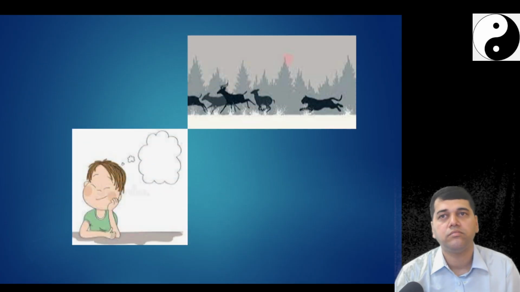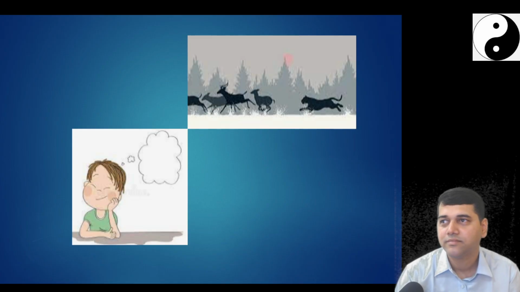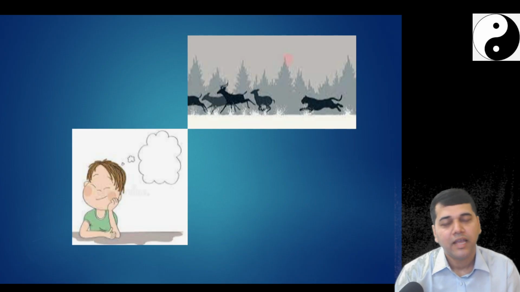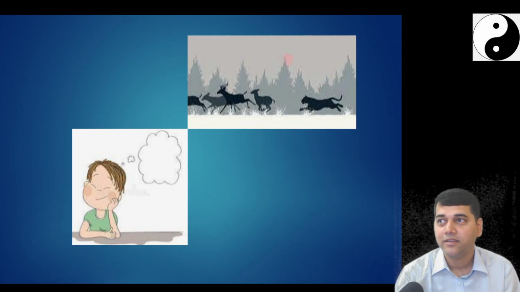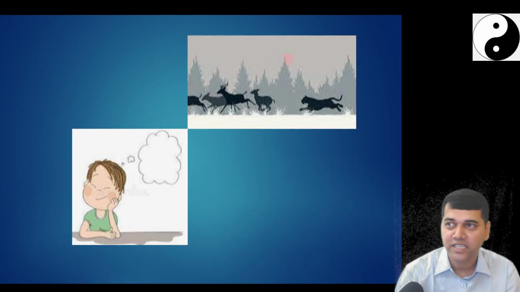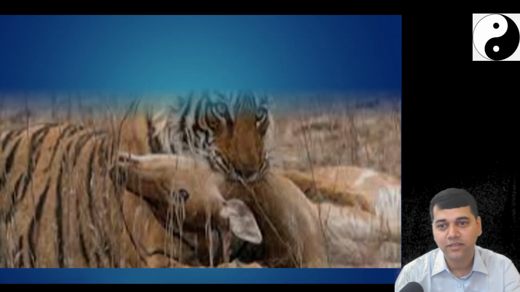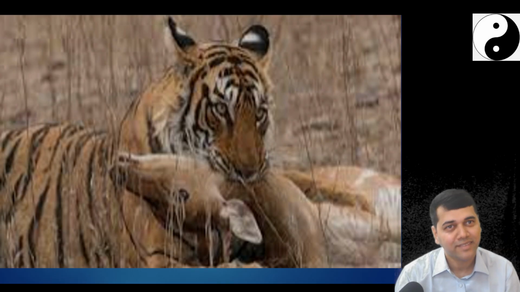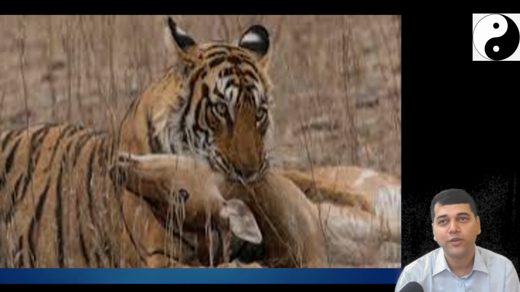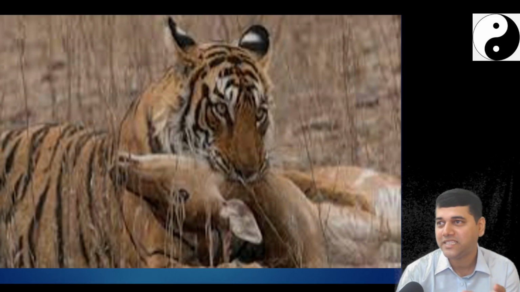Imagine now, one tiger is chasing a deer. You could imagine. And if I tell you that the tiger has caught the deer, can you imagine a tiger catching a deer? You can see it in front of your eyes. Is that this image? Then what is it catching? Is it catching a leg? Is it catching a tail?